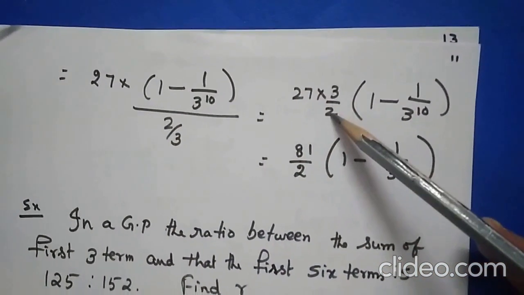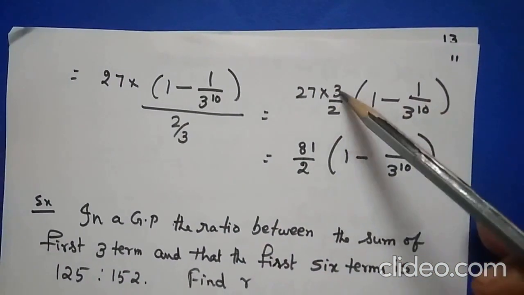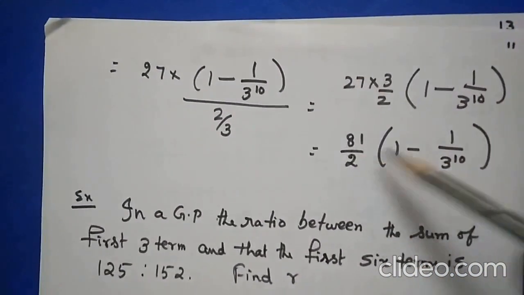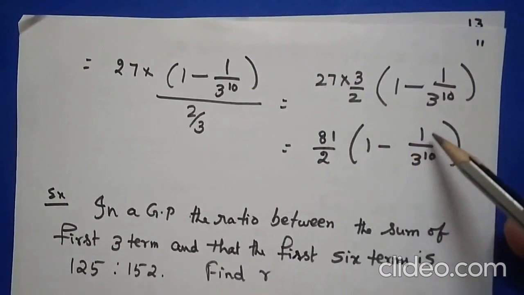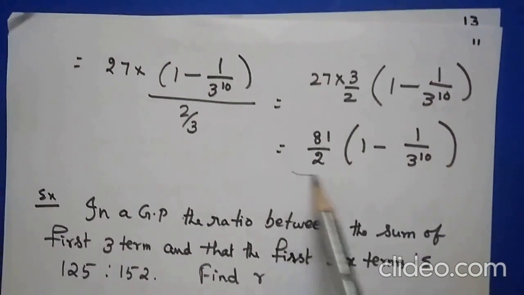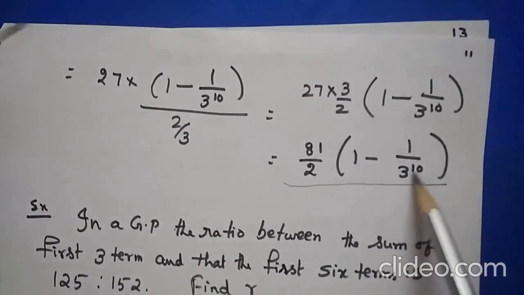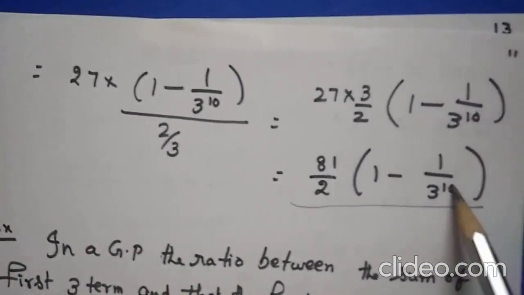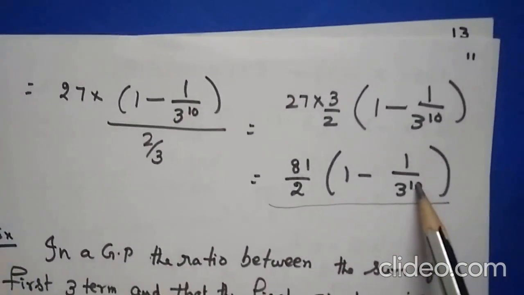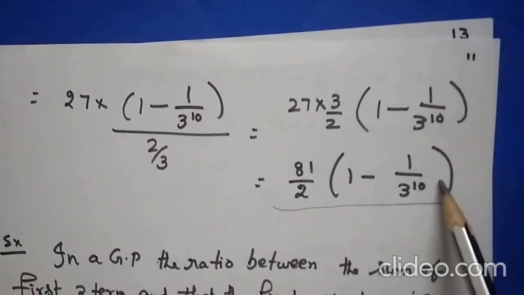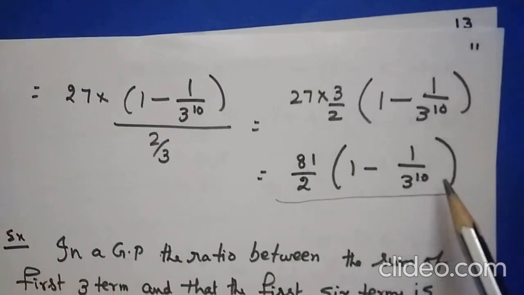Reciprocate it, 3 by 2 into 1 minus. So now 3 into 27 is 81, 81 by 2 into 1 minus 1 by 3 to the power of 10. This is the final answer. If the power is less, you can find or simplify. Here the power is 10, therefore not necessary to simplify. You can write the answer directly.